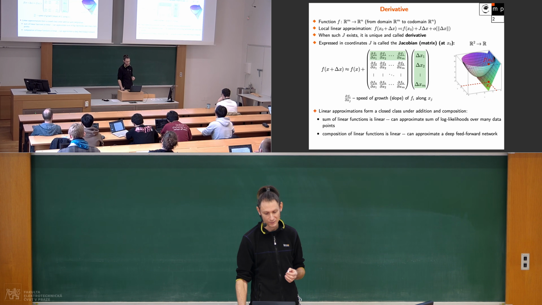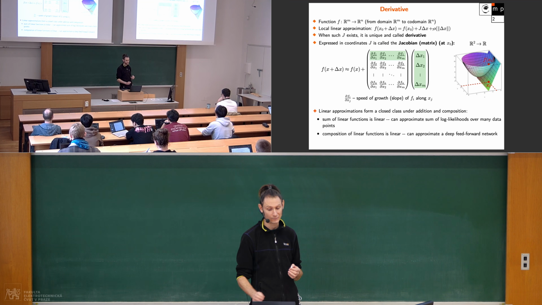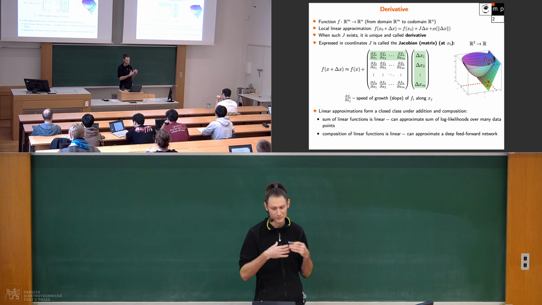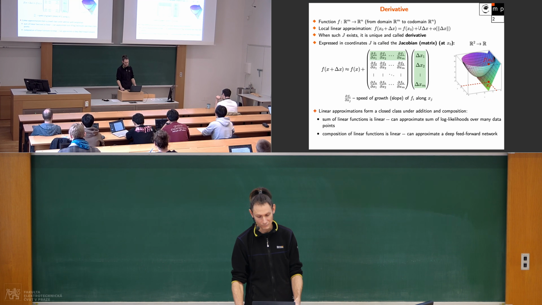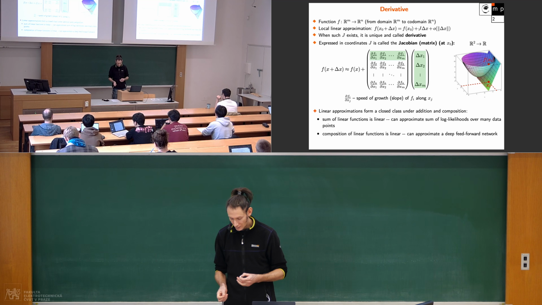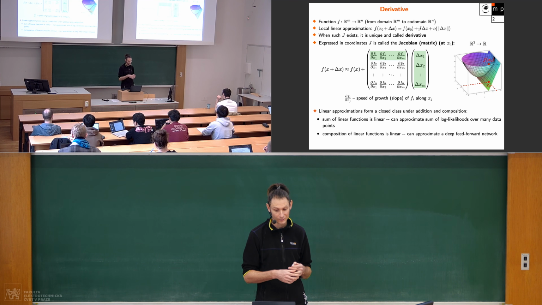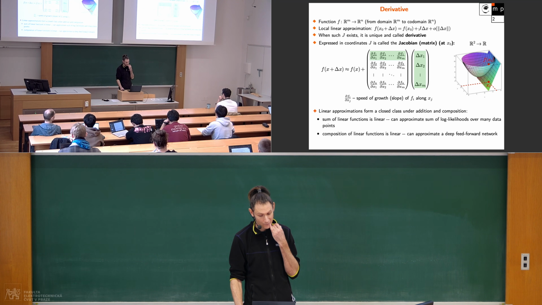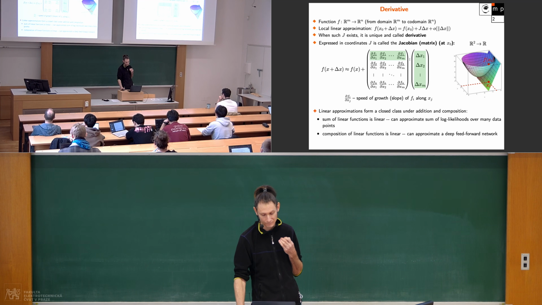So this linear approximation should be close enough to the true function, and if that's the case, this linear operator, J, is called the derivative. And once it exists, it's unique. And once we express it in coordinates, then it's called in that context a Jacobian matrix.